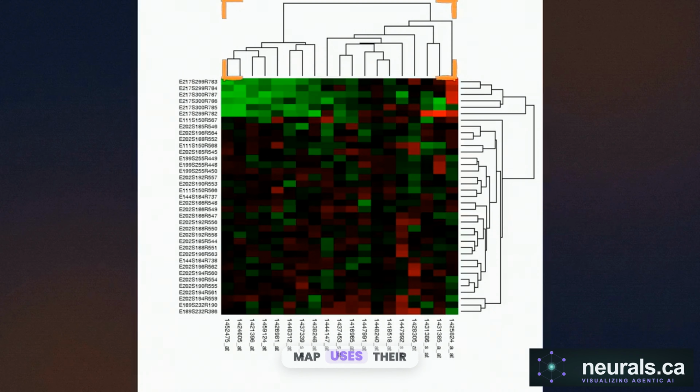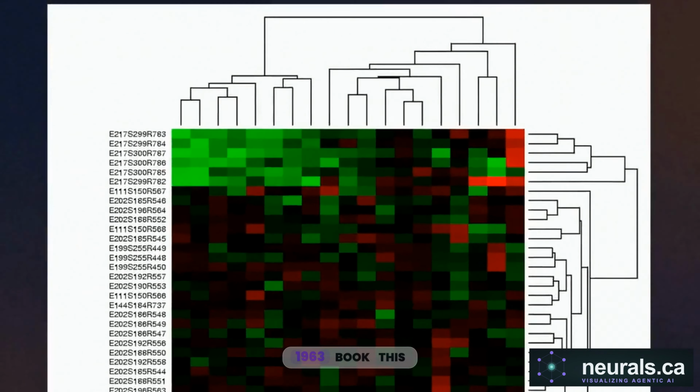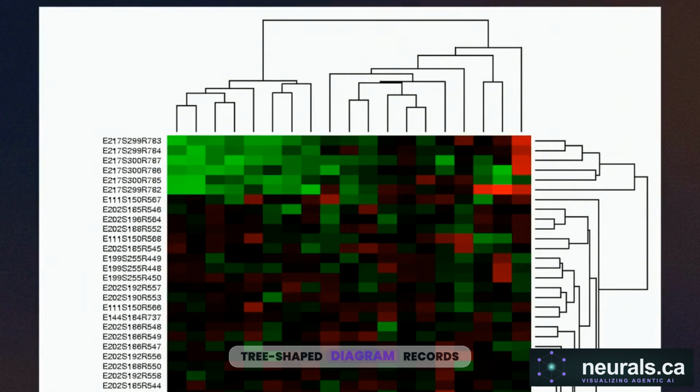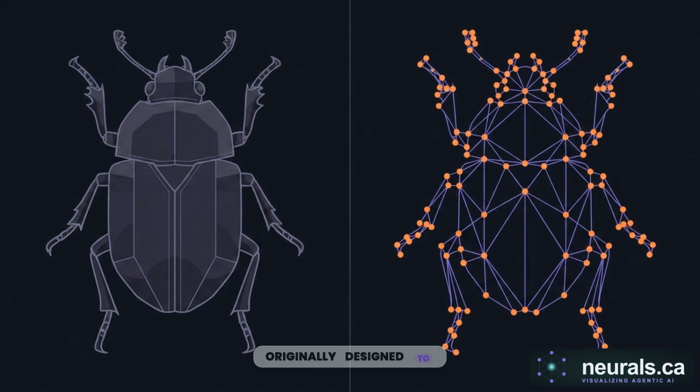This heat map uses their invention on its edges, the dendrogram. Introduced in their 1963 book, this tree-shaped diagram records the exact mathematical distance at which different groups fuse together. A procedure originally designed to remove human bias from sorting insects is now a cornerstone of unsupervised machine learning.